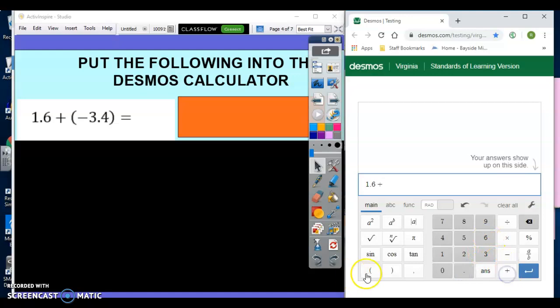1.6 plus parentheses negative, so I'm going to use this button right here. That's a little different than the handheld calculator. Negative 3.4 parentheses, and then it already has the equal sign, and it tells us the answer is negative 1.8. So if you didn't type that in with me, go ahead and type it in and make sure that you get negative 1.8 as your answer.